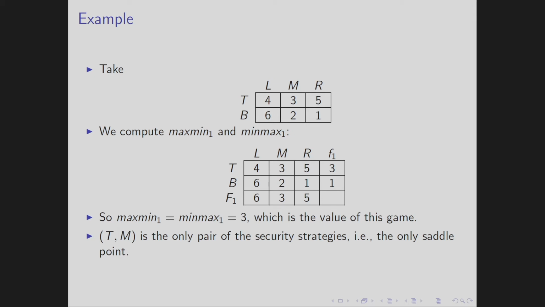So for small f, we take this pessimistic approach. So for strategy T, for player 1, the value will be 3.